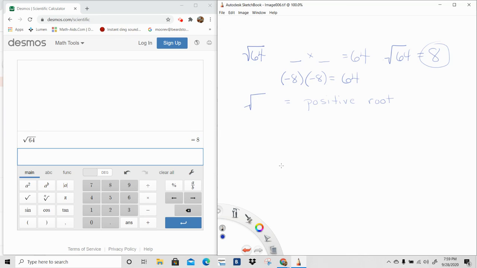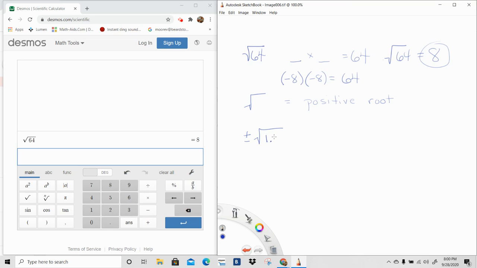Now, sometimes in math, they want to know the positive and the negative numbers. And when they want to know that, they will put this little sign in front of the square root. And that means they want the positive and negative numbers. The way we read this is the positive or negative square root. And our next problem is like that.